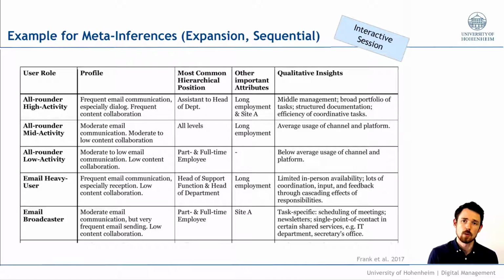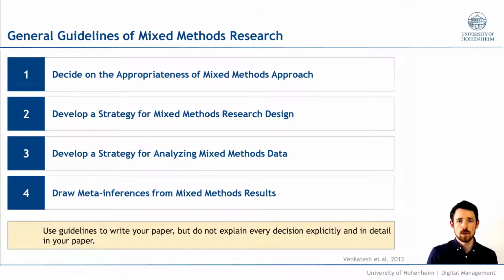That is an example. You will read the paper and we can talk about whether you think that using a mixed methods approach for the study was a good idea and what you would have done differently, maybe. So I'm looking forward to the interactive session here, and I would like to finish with a wrap up of the general guidelines of mixed methods research. Now, first, you need to decide on the appropriateness of a mixed methods approach. That means, is it necessary to do both things in one paper, in one study, and what are the benefits of doing so?